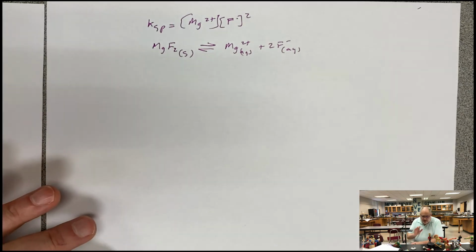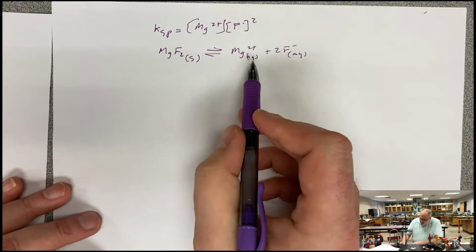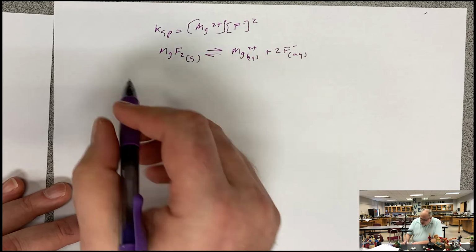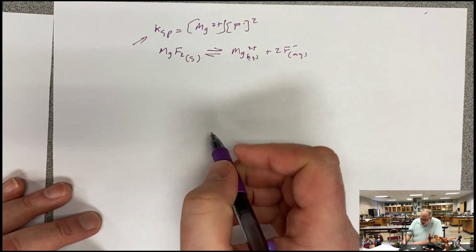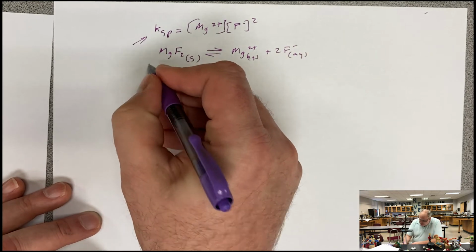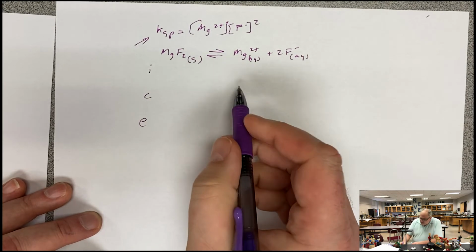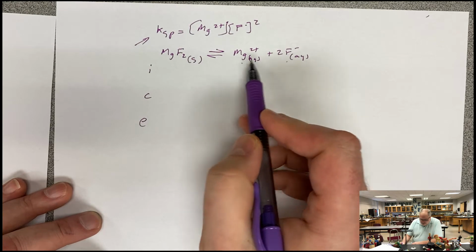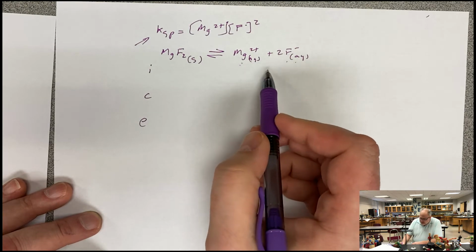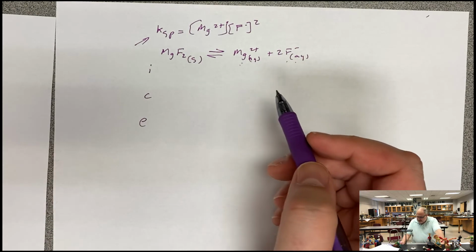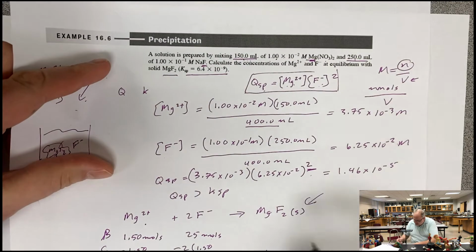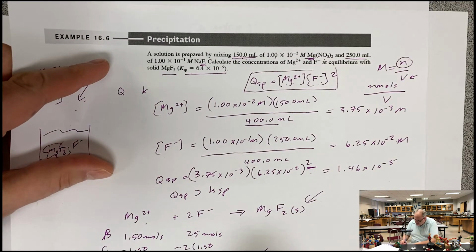Now watch, and this is kind of a big deal. In order to be able to solve this problem, we know what the Ksp is, right? Our goal is to figure out what our equilibrium values are, so can't we do an ICE problem? If we're doing an ICE problem, then we need to know what our initial concentrations are of both these things. Now, because we know that we had an excess of F minus, but that's in millimoles, right?